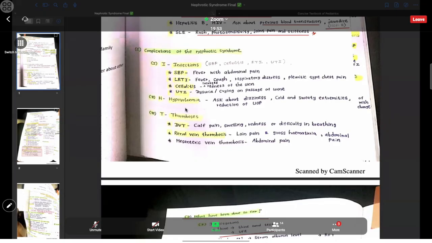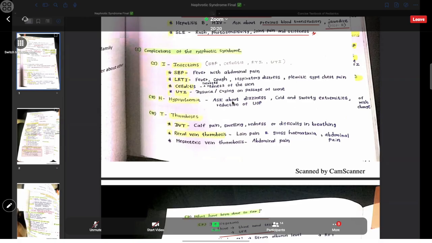Then the other one is hypovolemia. Now I'll tell again, hypovolemia in the sense that you should remember the pathophysiology in terms of nephrotic syndrome. It's good if you can revise the pathophysiology between nephritic and nephrotic. We know that nephrotic is a hypovolemic state, while nephritic is more of a hypervolemic state. That's why in nephritic they get hypertension, but in nephrotic there is no hypertension, it's more a hypovolemic state.